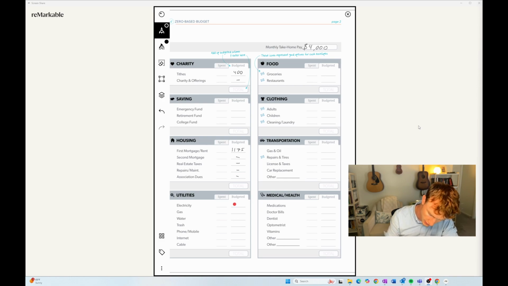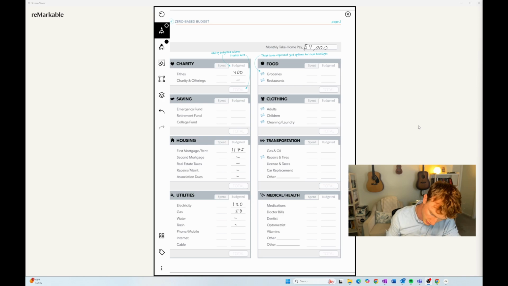Utilities, electricity, usually. This kind of depends whether you're in the winter months or the summer months. In the summer months, if you have AC running all the time, it could bump your electricity bill up. Whereas if you have a gas heater during the winter, then your utilities might shift around a little bit. So we'll put 120 into electricity. Gas, I think, has been like 50 or 60 recently. When you're doing this yourself, go through your past statements and what you've been paying for stuff. Water is included with our rent.